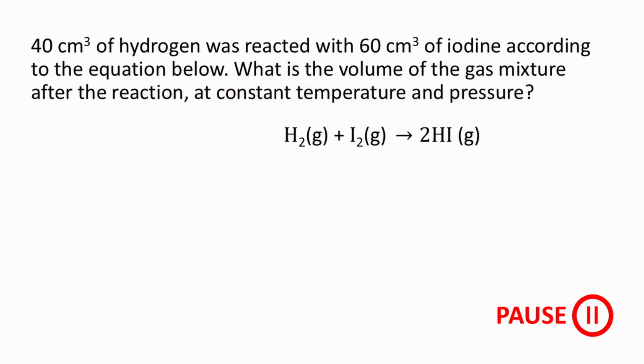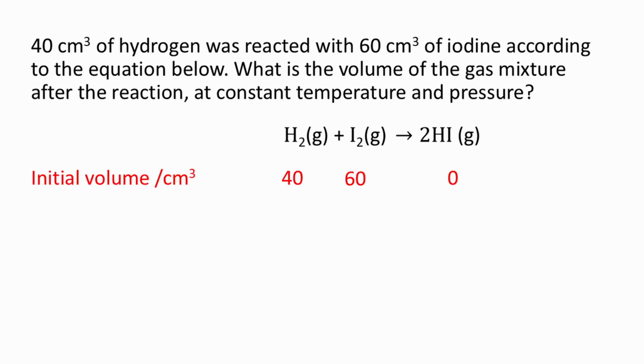Here's a similar but different question for you to have a go at. Pause the video and press play when you're ready for the answer. The initial volumes of hydrogen and iodine are 40 centimeters cubed and 60 centimeters cubed. Hydrogen reacts with iodine in a 1:1 reaction here. 40 centimeters cubed of hydrogen will react with 40 centimeters cubed of iodine, meaning that the iodine is in excess. For each mole of hydrogen that reacts, 2 moles of hydrogen iodide are formed.